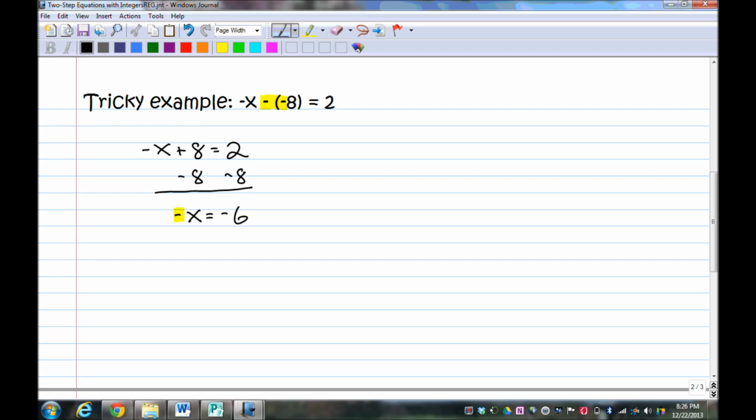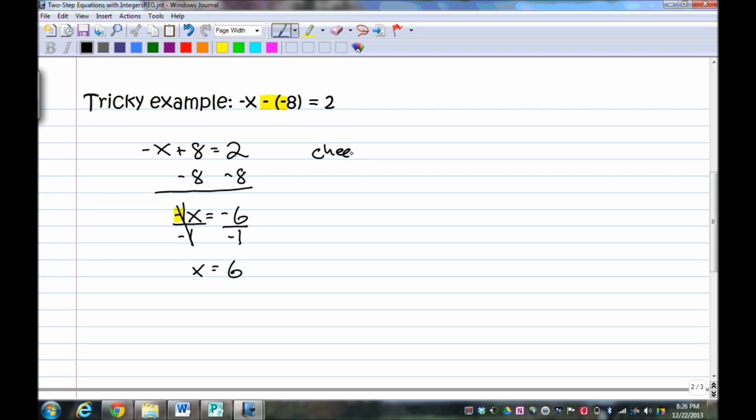So how do you get rid of that? Well, remember, this is the same thing as having a negative 1x, which means negative 1 times x. So that means I can get rid of it by dividing by a negative 1. And I do it on both sides. Then they cancel, and x is equal to a positive 6. That is one that many students struggle with. Make sure you understand that.